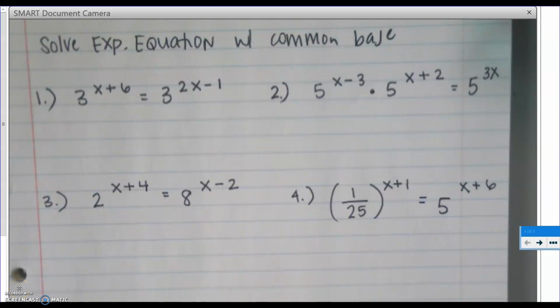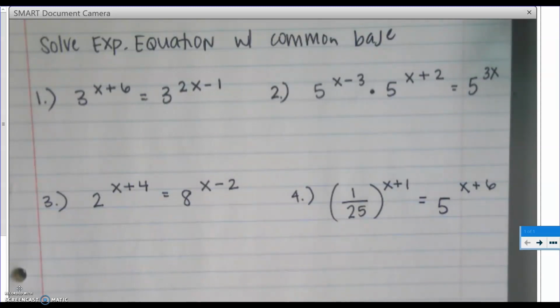Hi everybody, this video is solving exponential equations with a common base. First of all, be sure that you can identify an exponential equation, because x is the exponent. There are only two ways that we can solve these. The first one is solving with a common base. Later in the week, we're going to learn how to solve them with something called a logarithm, when a common base is not possible.